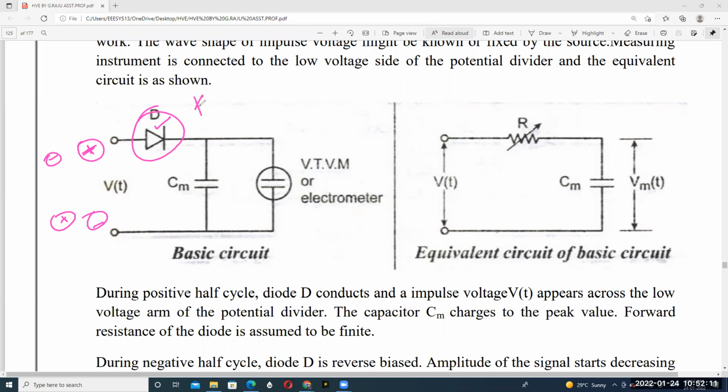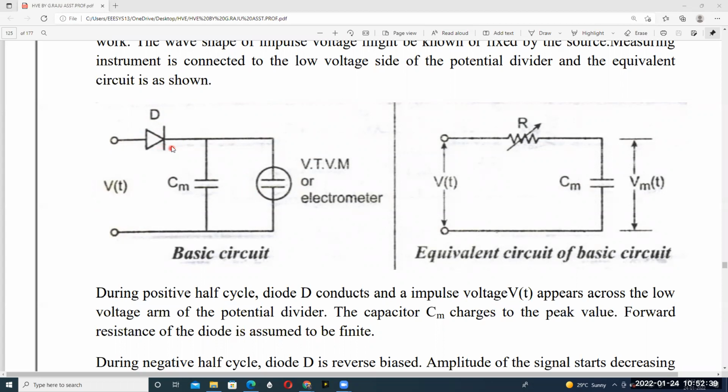So like this, we have to replace the diode like this. That means we have to design this basic circuit another way. Two basic circuits are required. By using this circuit, we can measure only positive impulse voltages, not negative impulse voltages, because of the diode. If you want to measure negative impulse voltage, the diode must be connected in another fashion.